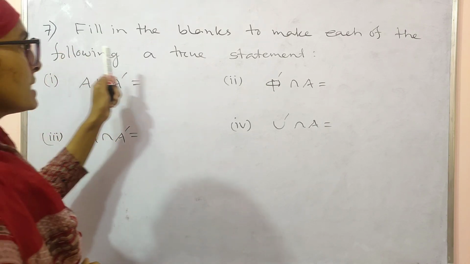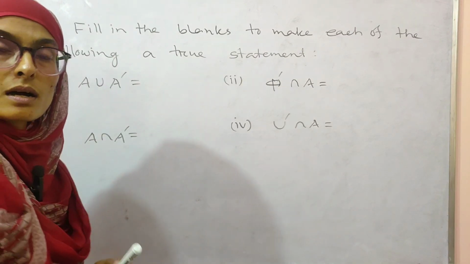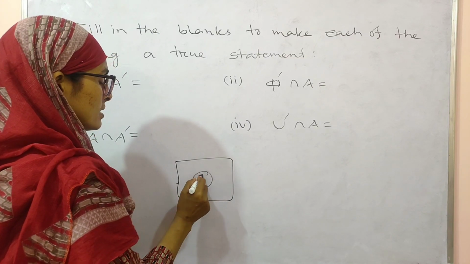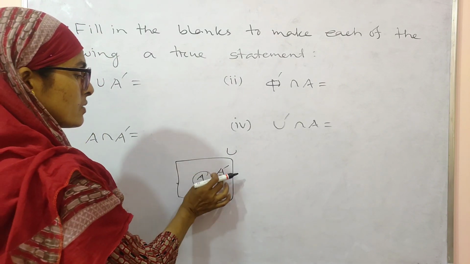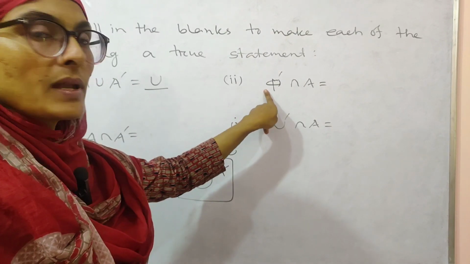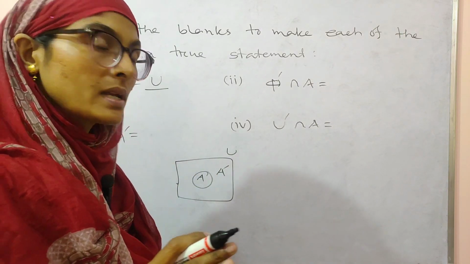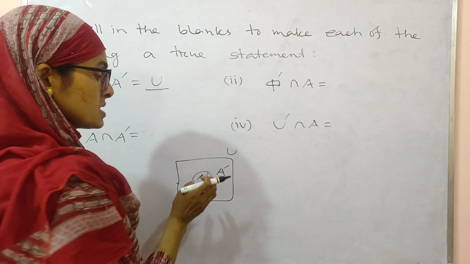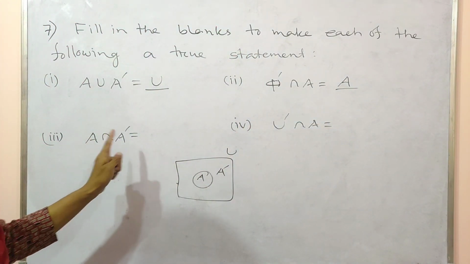Next, number 7. Fill in the blanks to make each of the following a true statement. Here, A union A complement. If you draw a Venn diagram, say this one is A, and A complement means this part, this one U. So A union A complement is the whole, that means U. Next, phi complement intersection A. Phi means there is no element. Phi complement means U. So U intersection A gives you A.